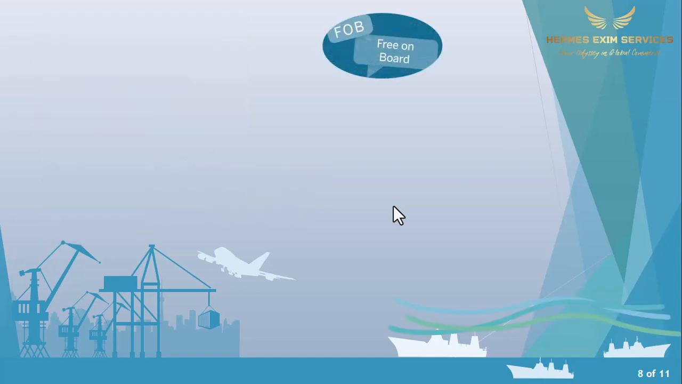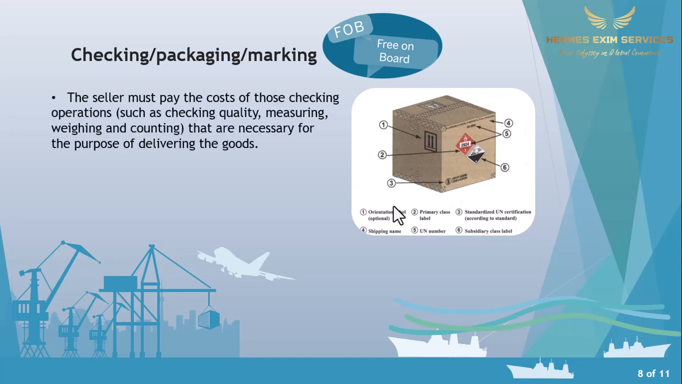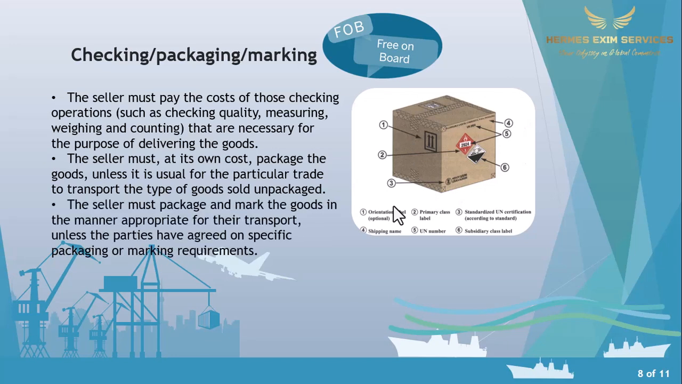Under FOB, the seller must pay the costs of those checking operations such as checking quality, measuring, weighing, and counting that are necessary for the purpose of delivering the goods. The seller must, at his own cost, package the goods, unless it is usual for the particular trade to transport the type of goods sold unpackaged. The seller must package and mark the goods in the manner appropriate for their transport, unless the parties have agreed on specific packaging or marking requirements. The buyer has no obligation to the seller.